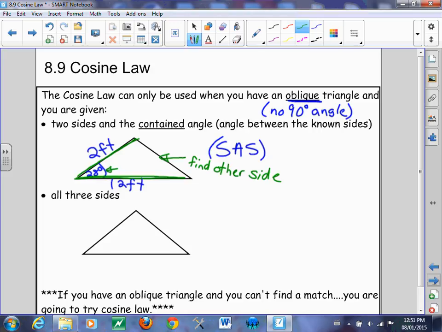Remember that, okay? I have a lot of people try to find that third side by using Pythagorean theorem, but remember, by definition, you have to have a right triangle, and this is not given as a right triangle. Okay, that's case one. Case two is if all three sides are given, and if all three sides are given, that's a short form side, side, side, that means you're going to find any angle.